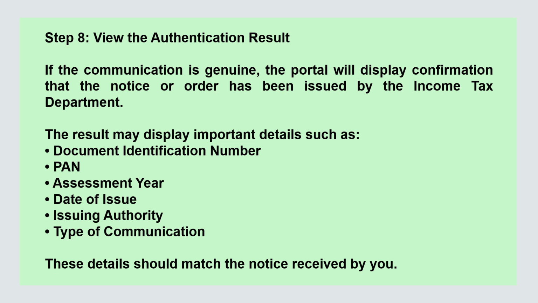Step 8. View the authentication result. If the communication is genuine, the portal will display confirmation that the notice or order has been issued by the Income Tax Department. The result may display important details such as document identification number, PAN, assessment year, date of issue, issuing authority, and type of communication. These details should match the notice received by you.